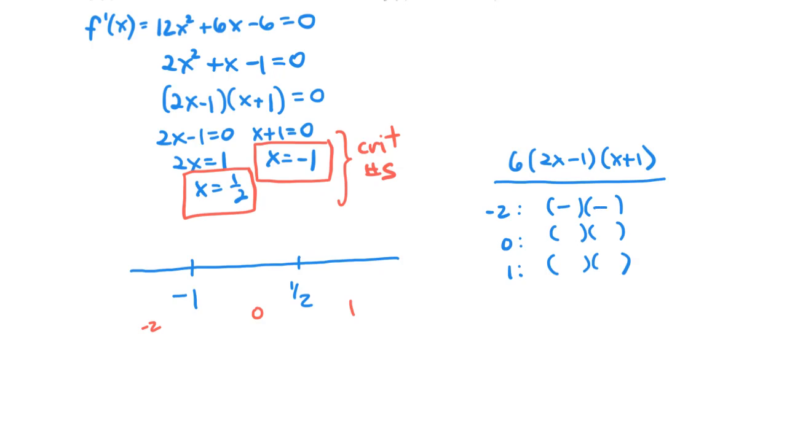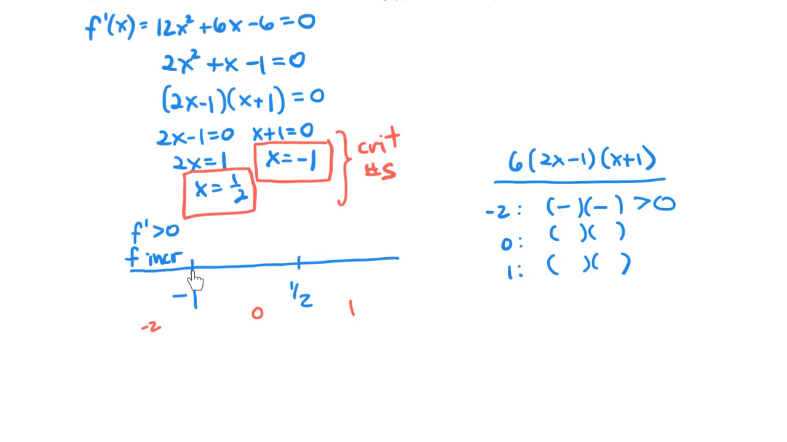So negative times negative is a positive. On this interval right here, this was our test point. We could have picked any point on this interval, and we would have gotten the same thing, a positive value. So we can say that on this interval, the derivative is positive. That means the function itself, f, is increasing on that interval.